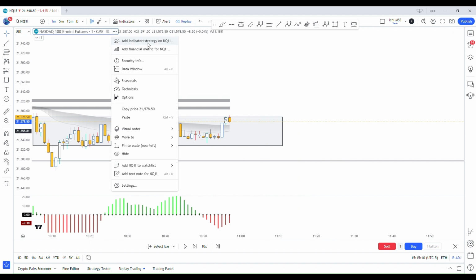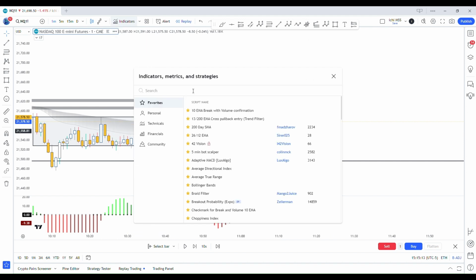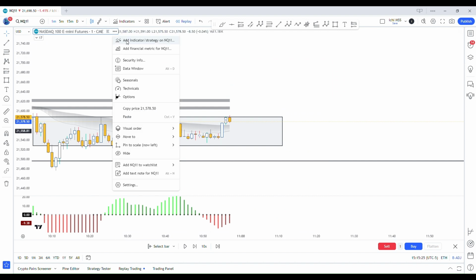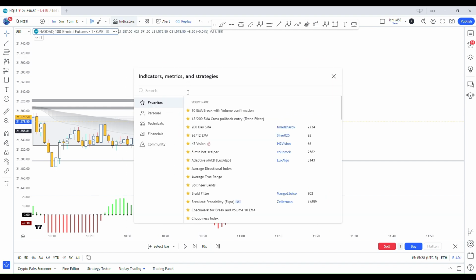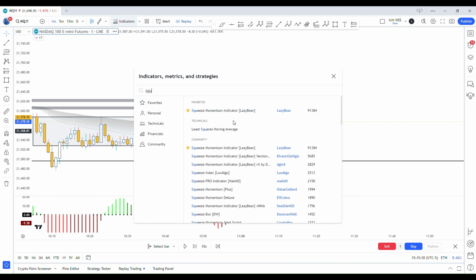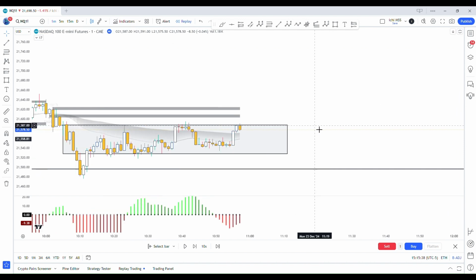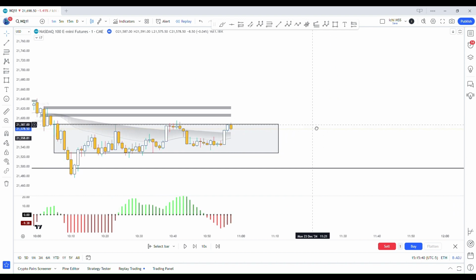So the first one that we're going to be using is the Kalman Trend Levels by Big Beluga. So go ahead and add that to your chart right there. And the second indicator that we're going to be using is called Squeeze Momentum Indicator, this one right here, by Lazy Bear. We don't need to change any settings or anything like that, just go ahead and add them to your charts and you should have something like this and something like this.